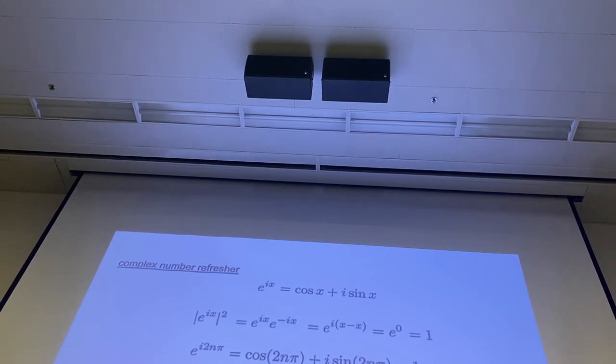How about this? 2n plus 1 times pi. What is that going to be? That's negative 1. Because the sine is still 0, but the cosine now is negative 1. So these are good things to keep in mind. Every time we see something like that, we know that the complex exponent has a very simple solution, namely 1 or negative 1 in these particular cases.